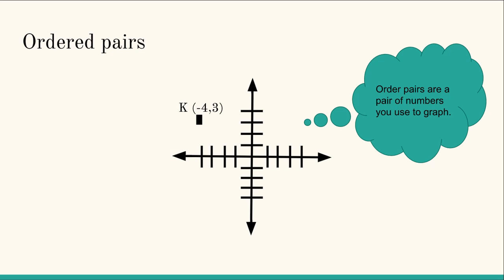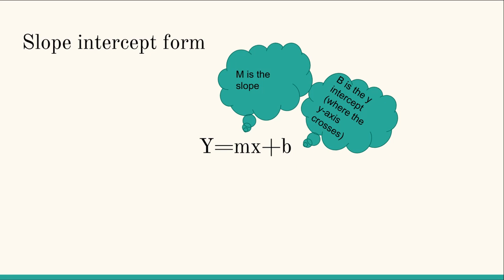7th, we have ordered pairs. Ordered pairs are numbers in parentheses used in a graph to find a point, like the examples shown here. 8th is slope intercept form. The formula for that is y equals mx plus b.